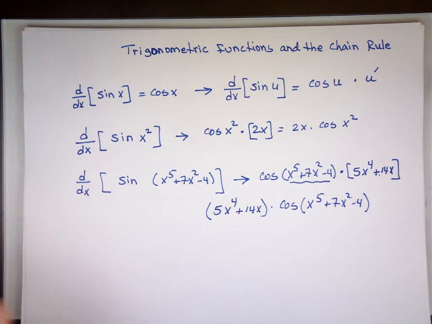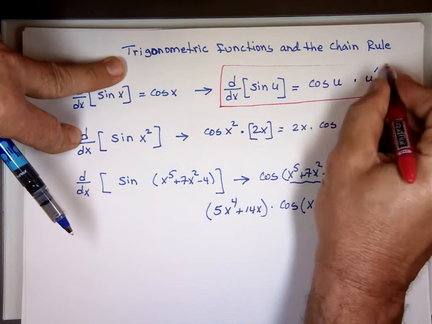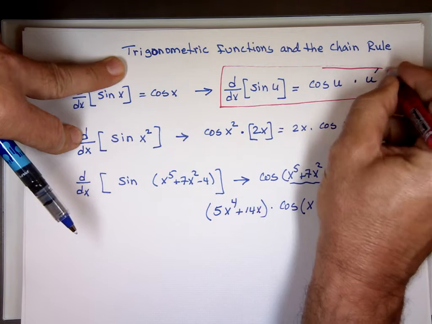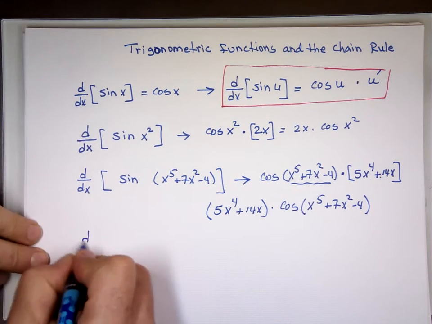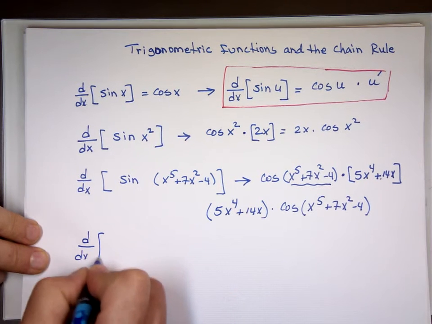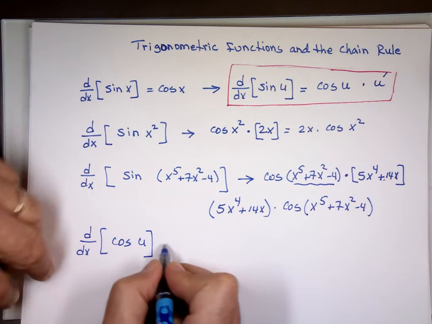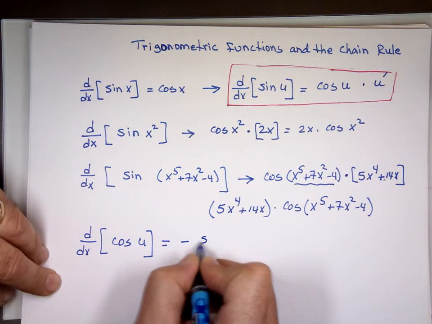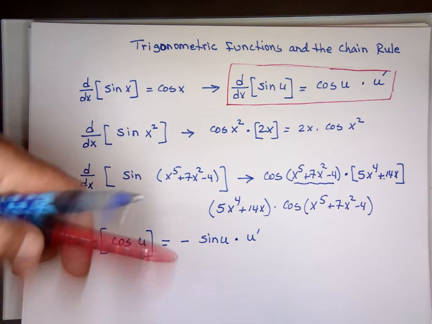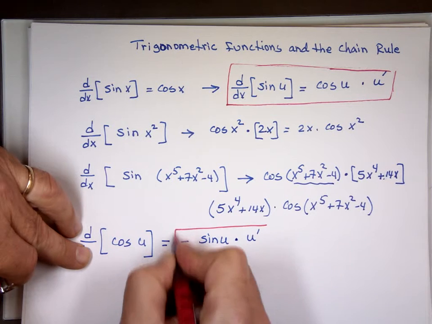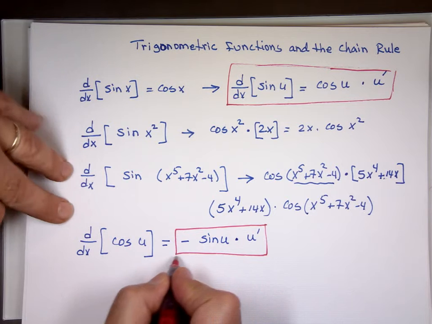Let's look at the derivative of cosine. So this is one of them now. We're making them bigger. It's no longer just sine of x. What is the derivative of cosine u? Want to take a guess? Negative sine of u times what? U prime. I should put the whole thing here.